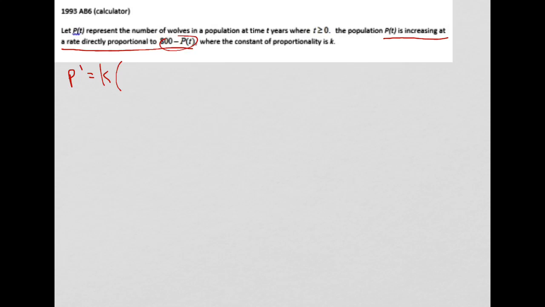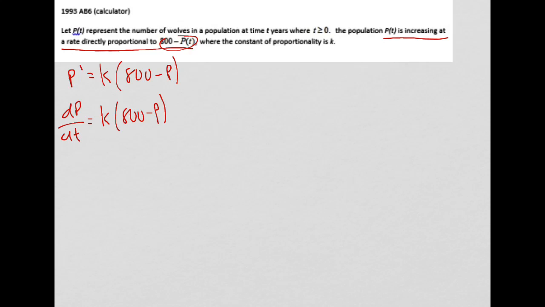times this thing. So 800, and I'm just going to write minus P, where we assume that P is a function in terms of T. So from here, I'm going to rewrite P prime as dP dt. And that's equal to K times 800 minus P.